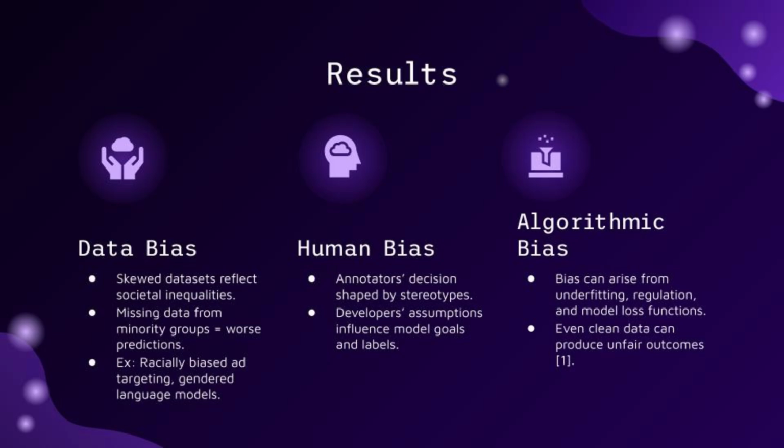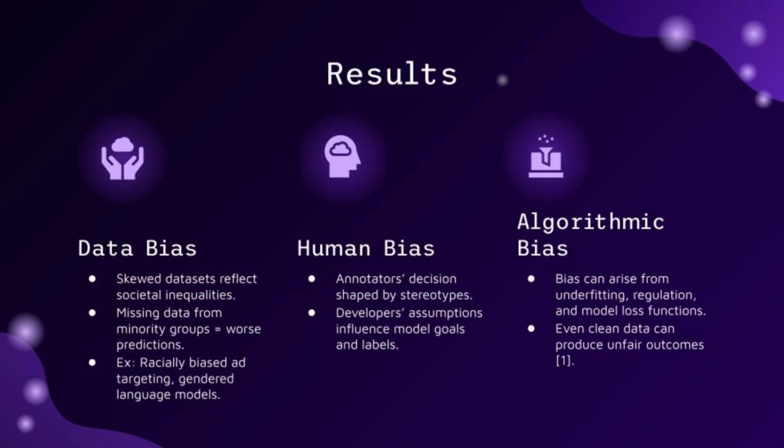Bias can enter AI systems from three main places. First, the data. If a dataset reflects real-world inequality, the model will learn those patterns. Second, human involvement. Developers and annotators bring their own assumptions into design choices. And third, even the algorithms themselves can introduce bias, especially when models are poorly tuned or simplified.